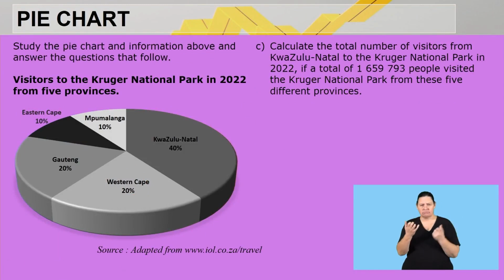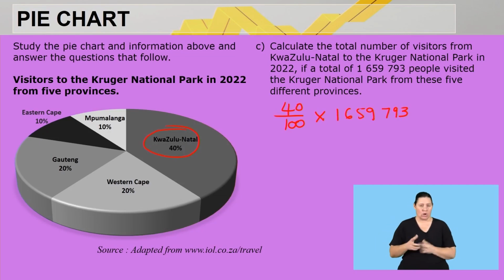Question number C. Calculate the total number of visitors from KwaZulu-Natal to the Kruger National Park in 2022 if a total of 1,659,793 people visited the Kruger National Park from these 5 provinces. So now let's find it. It should be a total number of visitors, not what percentage. KZN, as we know by now, is 40%. So I'll write it as 40 over 100. Multiplication means of. 1,659,793. I want you to do this with me.